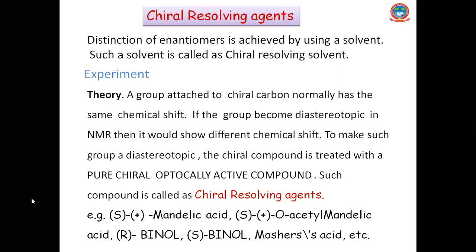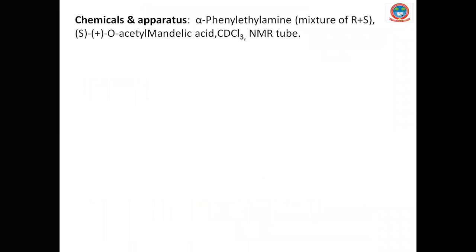A few resolving agents mentioned here are S-mandelic acid, S-O-acetyl mandelic acid, R-binol, S-binol, and also Mosher's acid. These are the chiral resolving agents or chiral solvents which can be used to resolve the NMR spectrum. Now, let us start with this experiment. What are the chemicals and apparatus required? We need a sample mixture which contains a chiral carbon, a racemic mixture, and we need our chiral resolving agent, mandelic acid, and an NMR tube.